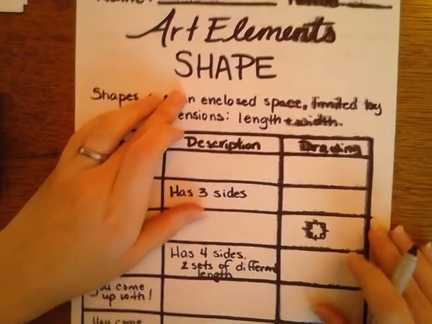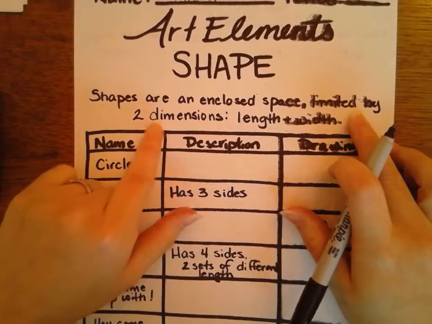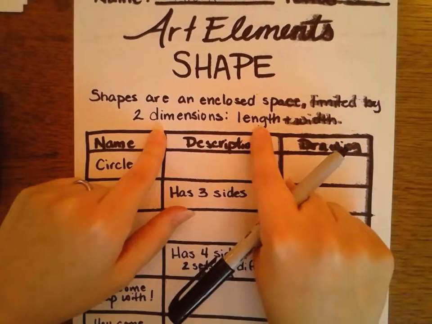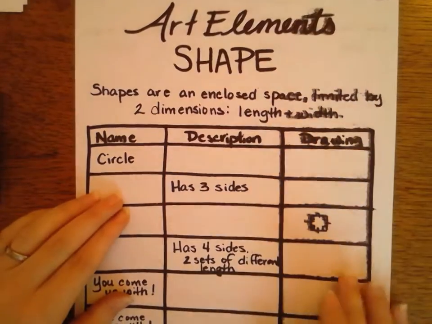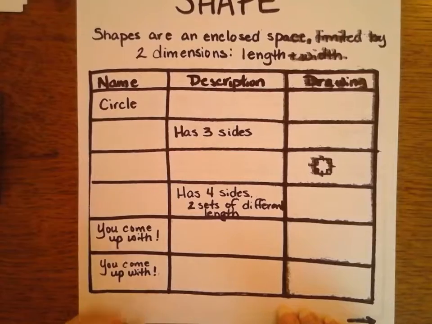So with our art elements, these are the pieces that build up our pictures. We have shape today. A shape is an enclosed space and it is limited by 2 dimensions. So we have 2 different things that build our shapes: length and width. We have a whole host of examples down here that we can use for building our shapes.